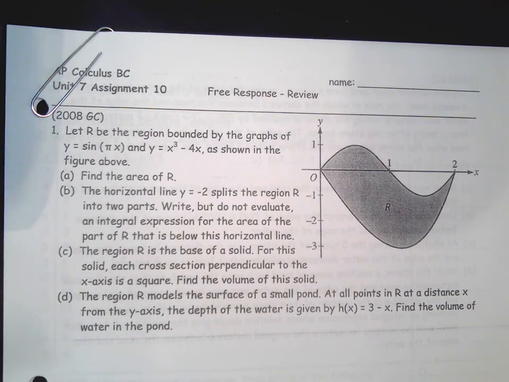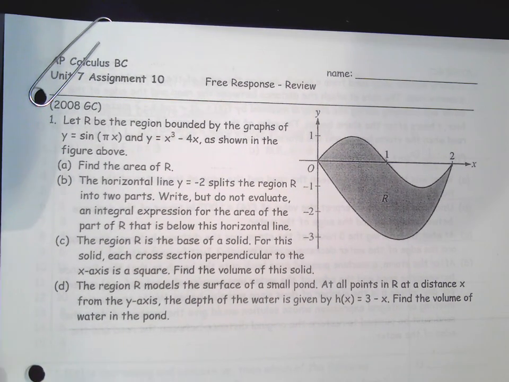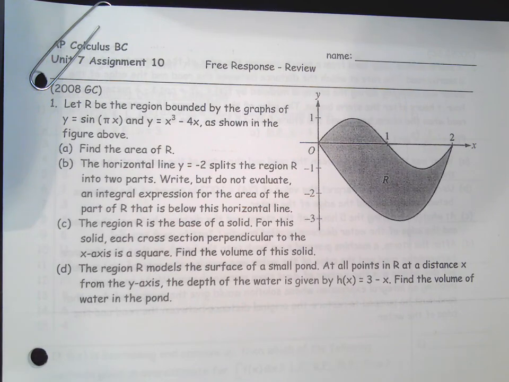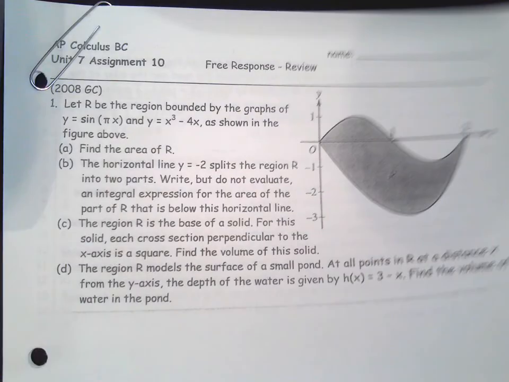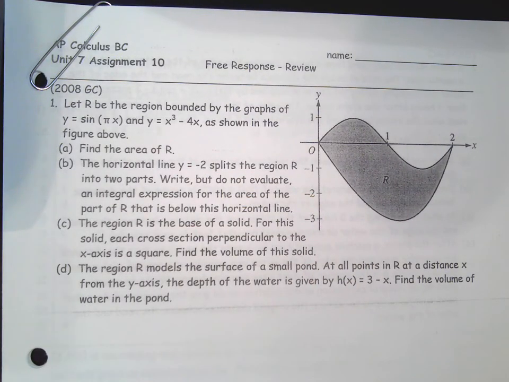AP Calculus BC, Unit 7, Day 10, office hours. A little bit of free response review, nothing too big. Should take about 15 minutes or less. I'd say these usually probably take 10.